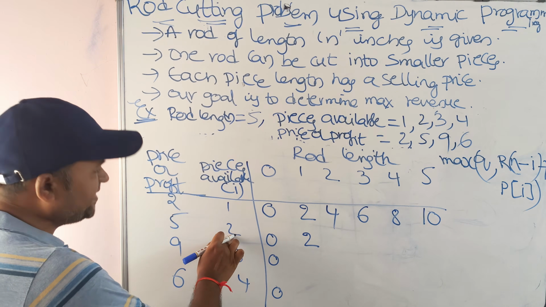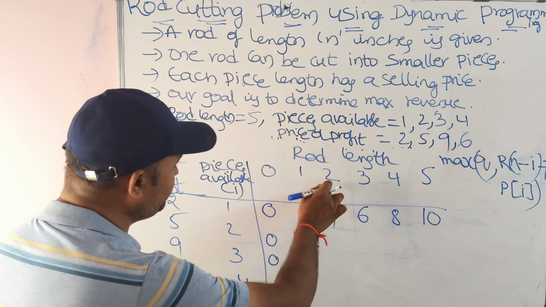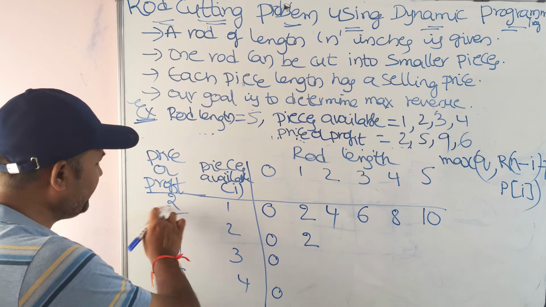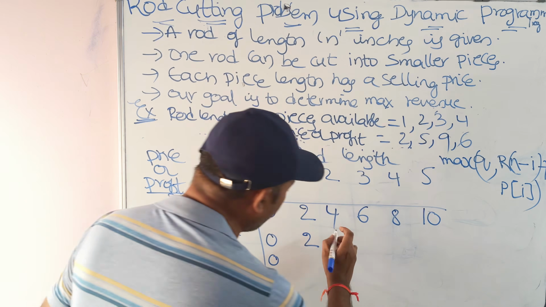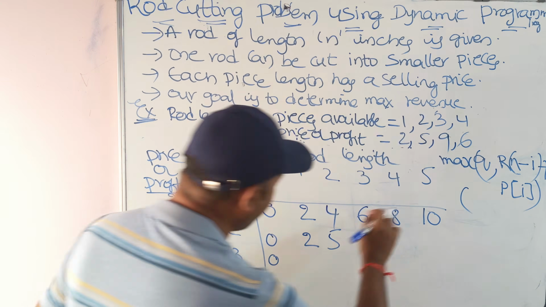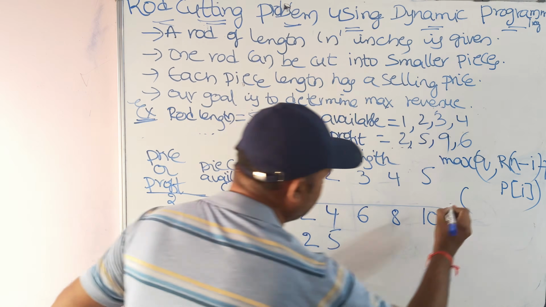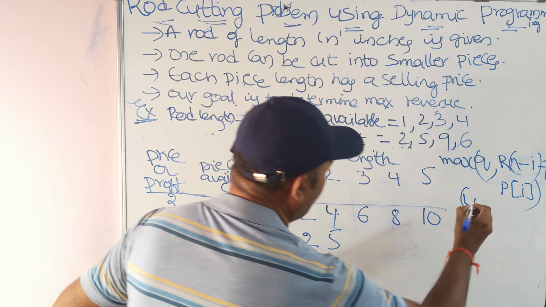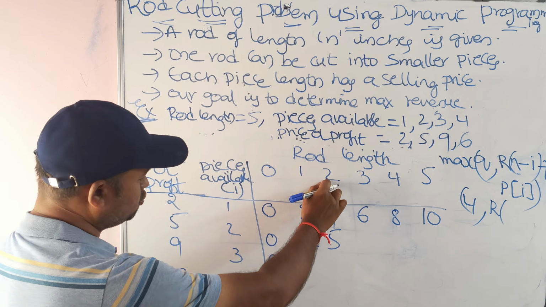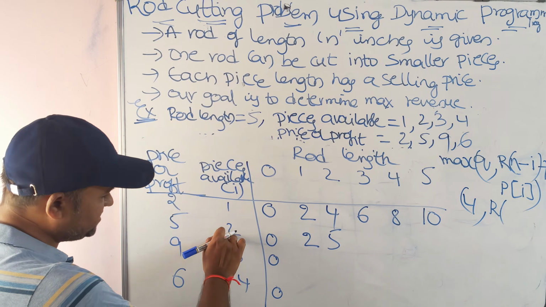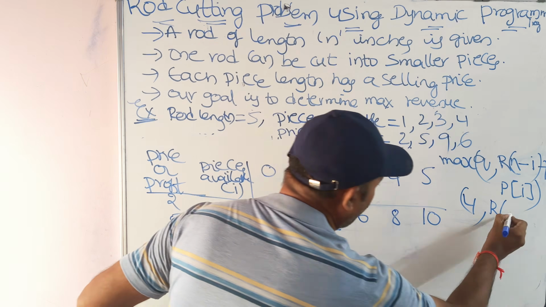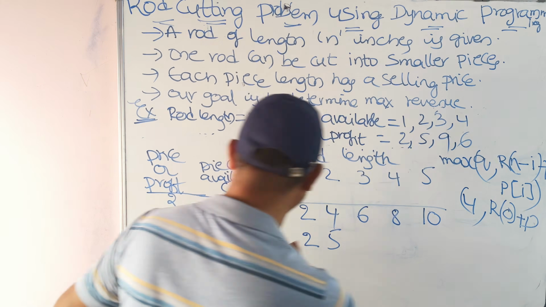Next, the 2-inch rod. With a 2-inch piece we can build, or the 2-inch rod can be cut into two 1-inch pieces. Here the profit is 4, here the profit is 5. So out of 4 and 5, 5 is the maximum value. If you want, we can use that formula also. Max of Q, where Q means the upper value, 4, comma R of N minus I. N means this rod length, so 2 minus I, the piece length value. 2 minus 2 means 0. So R of 0 plus P of what is I?